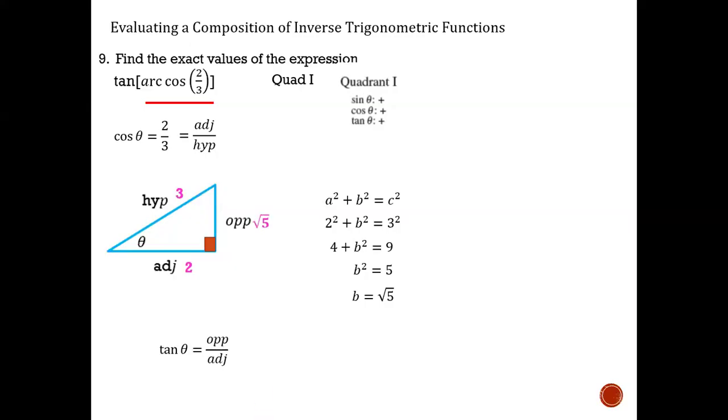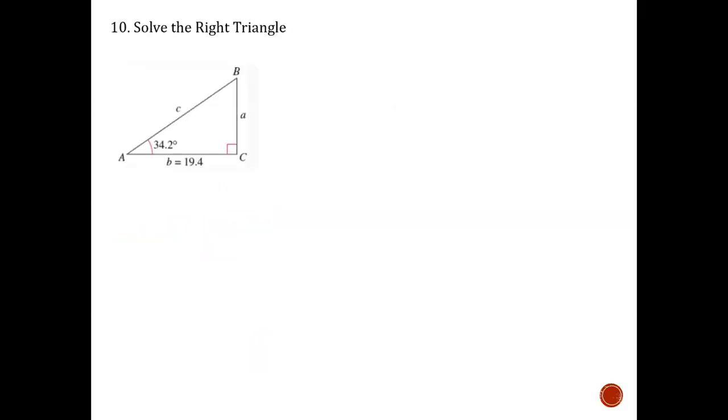Tangent of theta, I know again is opposite over adjacent, which is y over x. So the y value is square root of 5 and the x is 2. And there's my solution. Okay. Let's go ahead and now do a different problem. Let's just solve the right triangle.